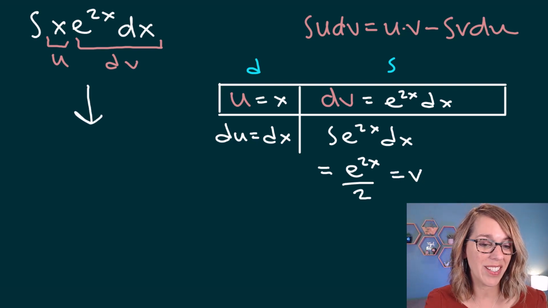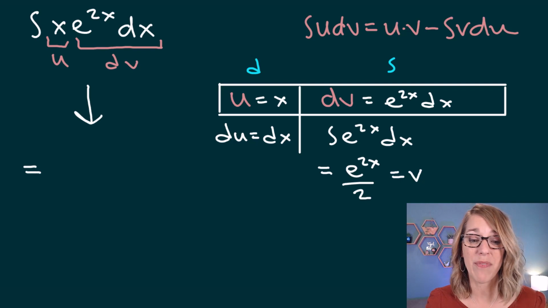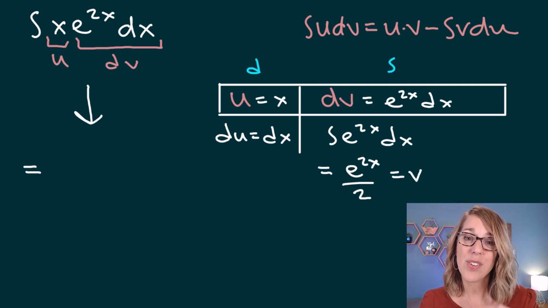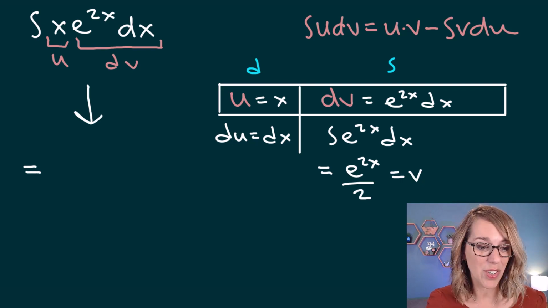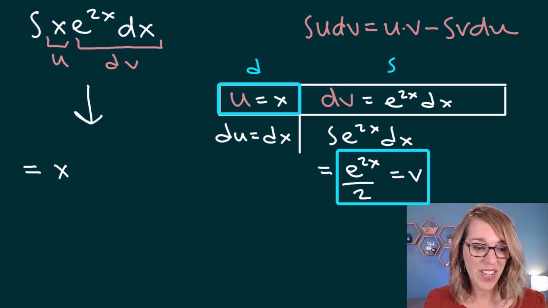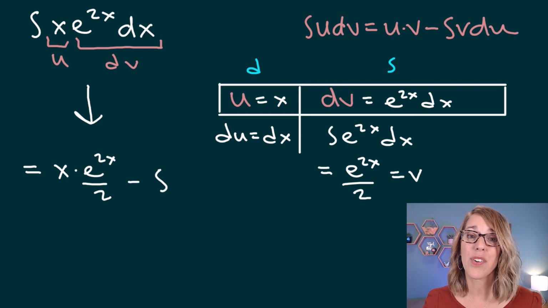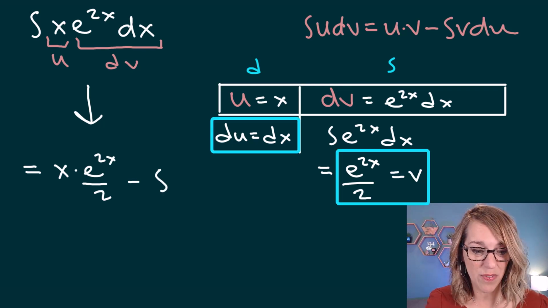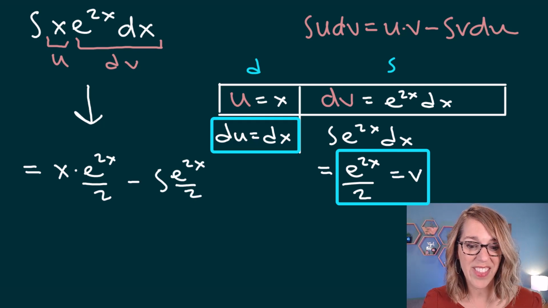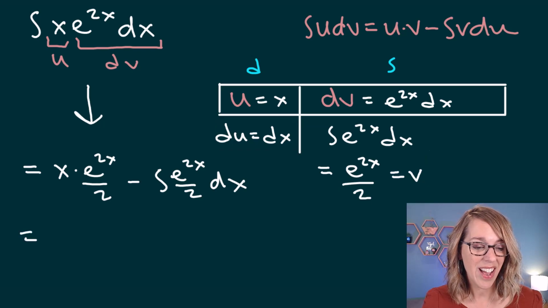So integrating this, I can start to apply my formula. So I need u times v first. U is equal to x. V is equal to e to the 2x divided by 2, minus the integral of v du. V is e to the 2x divided by 2, and then du is equal to dx. The first expression is all done.